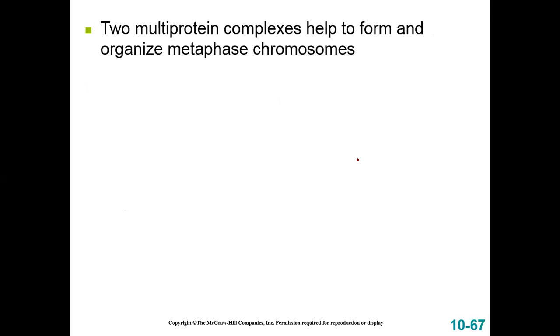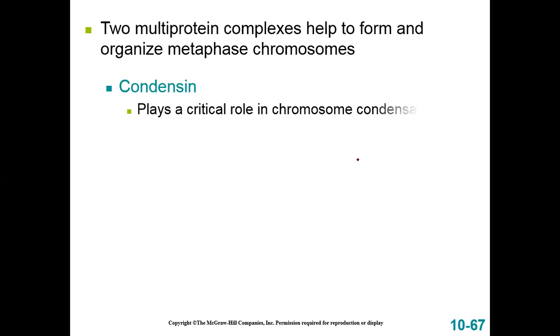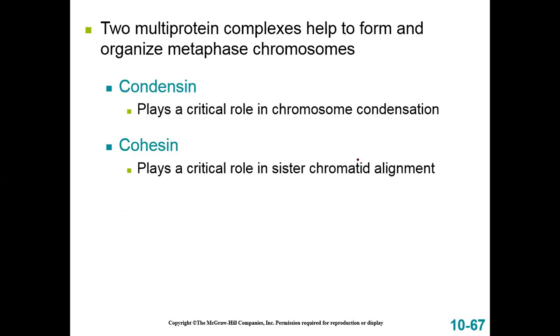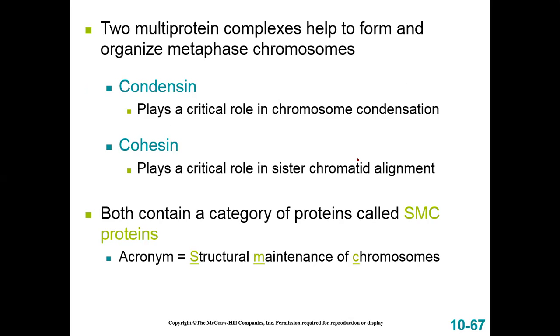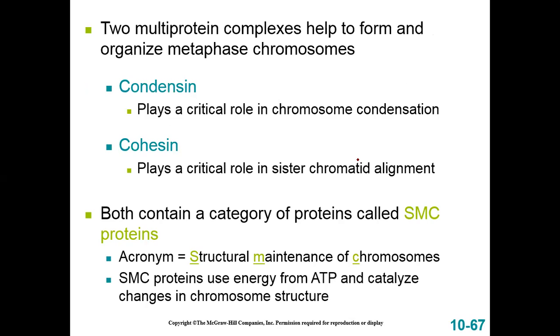Two multi-protein complexes help to form and organize metaphase chromosomes. One is condensin, which plays a critical role in chromosome condensation. The second one is cohesin, which plays a critical role in sister chromatid alignment. Both contain a category of proteins called SMC proteins, which means structural maintenance of chromosomes. SMC proteins use energy from ATP and catalyze changes in the chromosome structure.